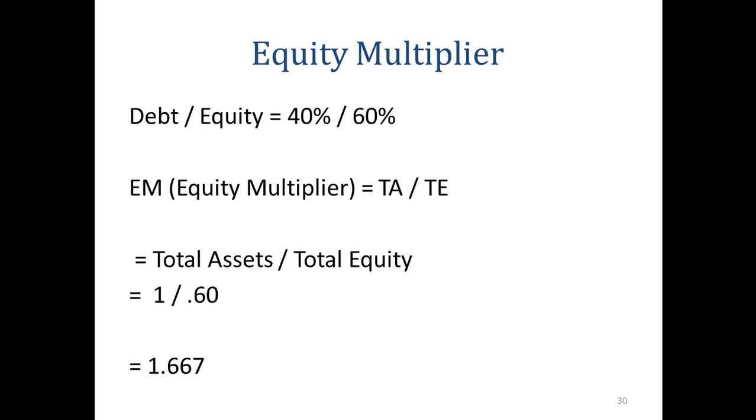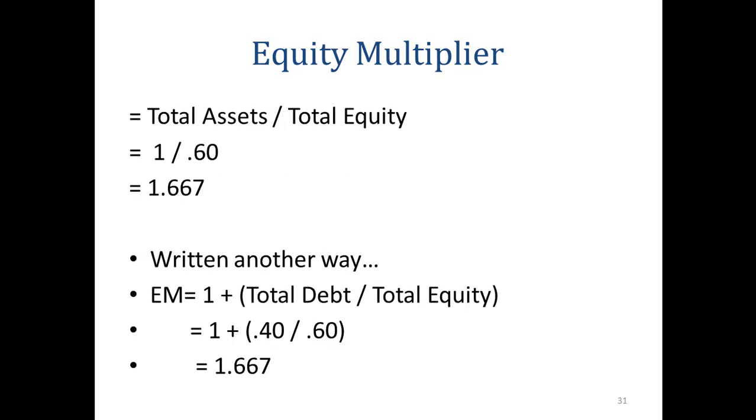Now, written another way, which we will see so you understand how it's derived: equity multiplier equals 1 plus total debt over total equity. 1 plus total debt from the earlier slide was 0.40, over total equity of 0.60. So 1 plus 0.667, add back the 1, is 1.667. Either way, you get back to that equity multiplier. Again, you'll see it this way: 1 plus debt to equity ratio.